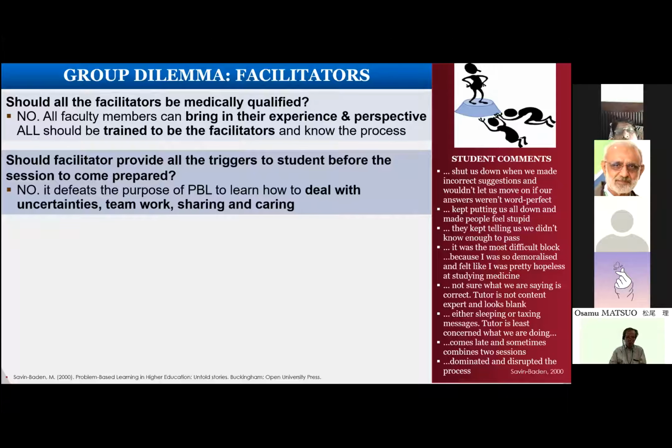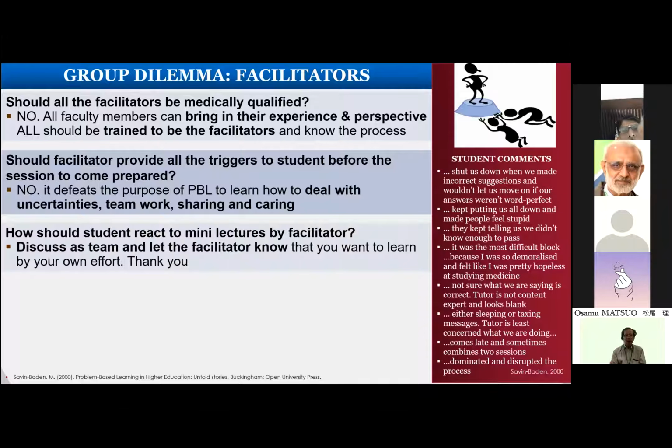Should the facilitator provide all the triggers to students before the session to come prepared? There was a time when the students kept on asking for these things, saying why don't you provide us all the triggers so that we can come prepared with them and the PBL becomes much easier. No, it defeats the purpose of PBL to learn how to deal with uncertainties, the teamwork, sharing and caring, communication skills. There are a lot of attributes, the characteristics of the PBL, which are lost if we do that.